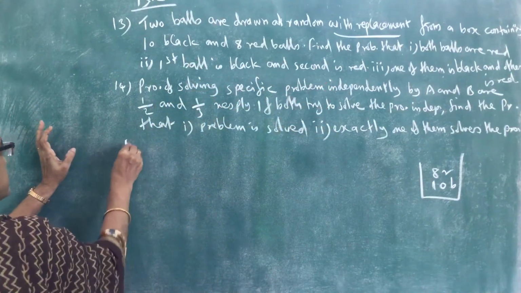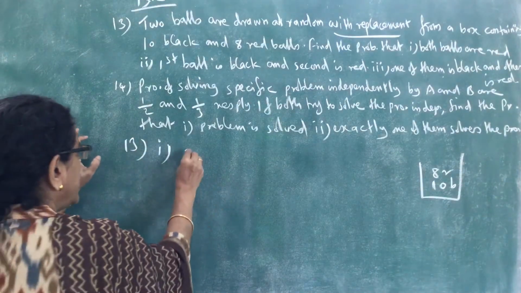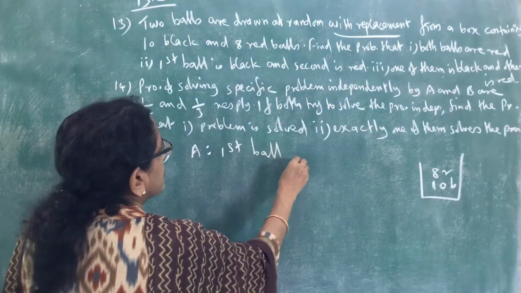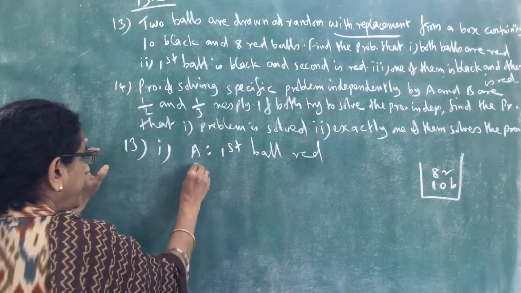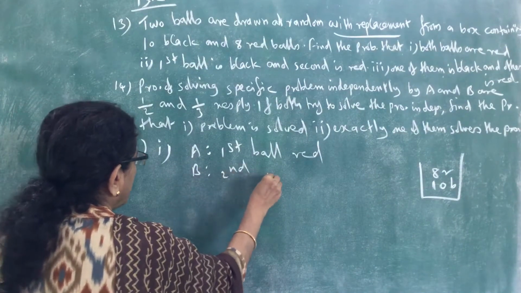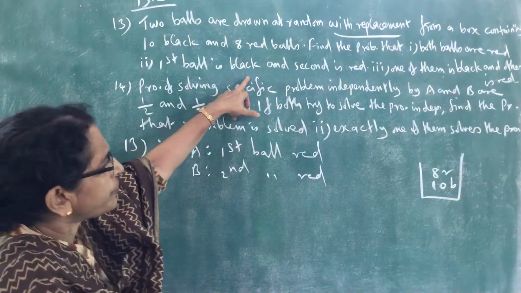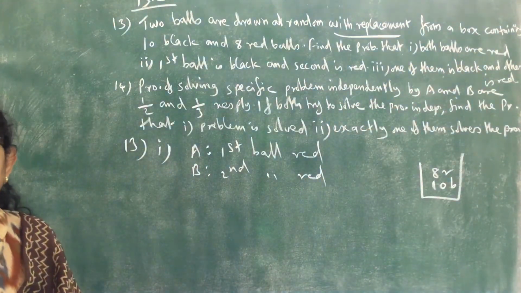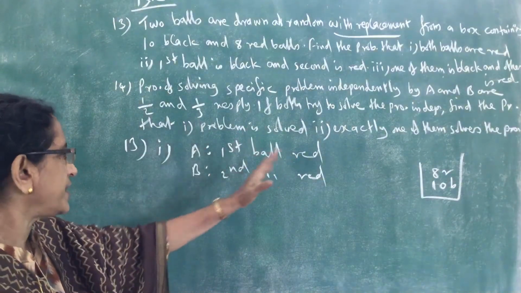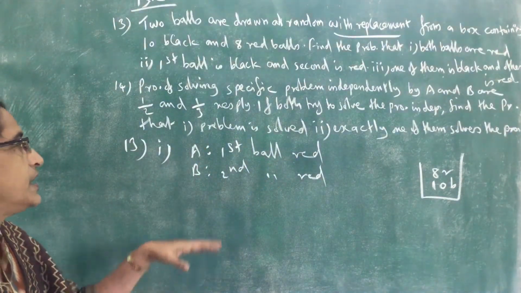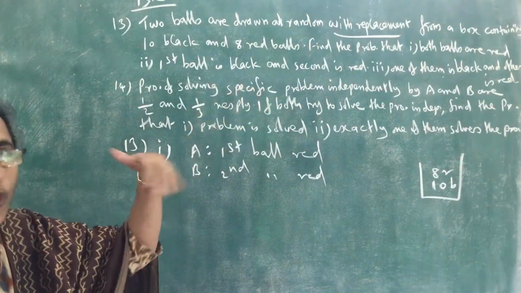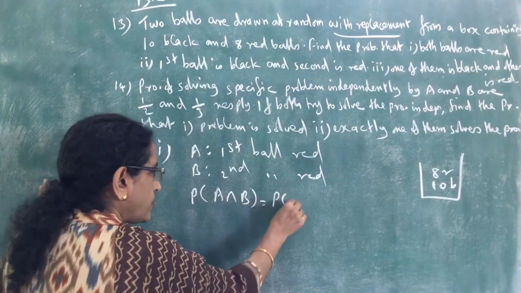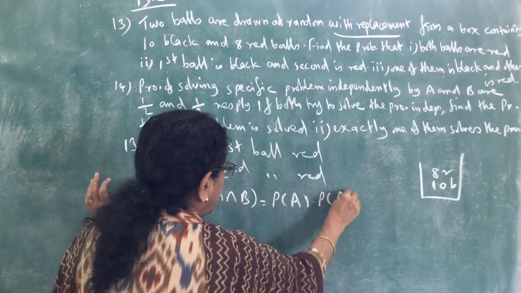First one: both balls are red. So we assume that A is the event that the first ball drawn is red, and B is the event that the second ball is red. We want to find the probability that both balls are red, that means we want to find the probability of A intersection B. That is the probability of A into the probability of B given A.